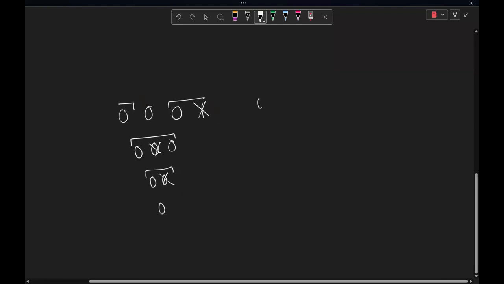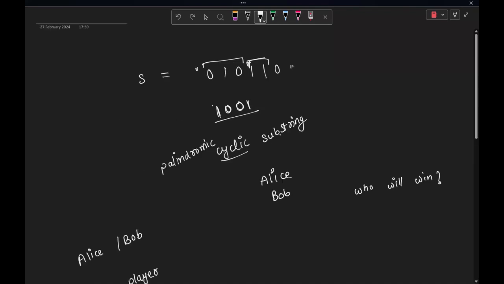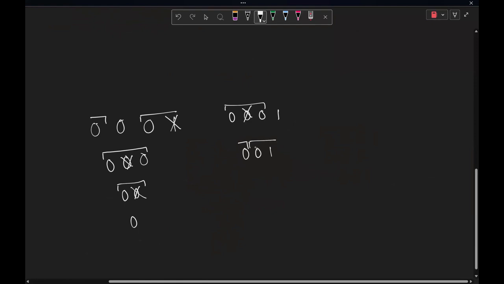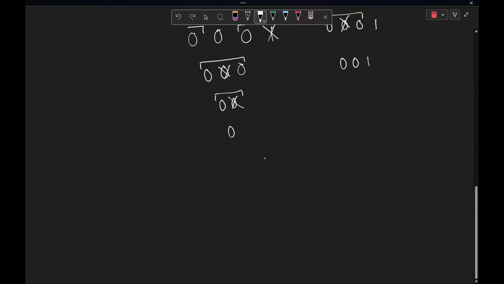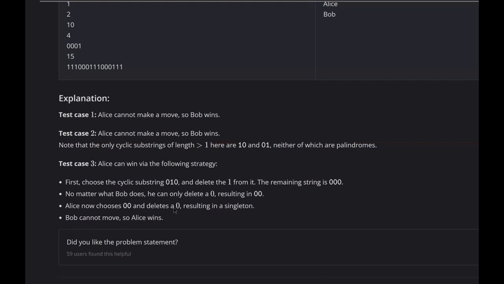So I just tried to think that, if I had chosen this as the substring and had deleted 0, then in that case, this would be the remaining string. Now Bob has two choices: either delete this one or this 0, by either choosing this as the substring or choosing this as the substring. Hope that you are getting the idea. I'm just moving a bit faster because this is the example test case, which has already been explained here.